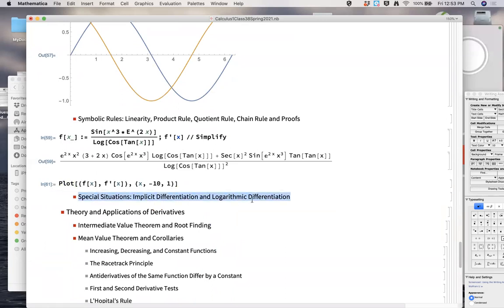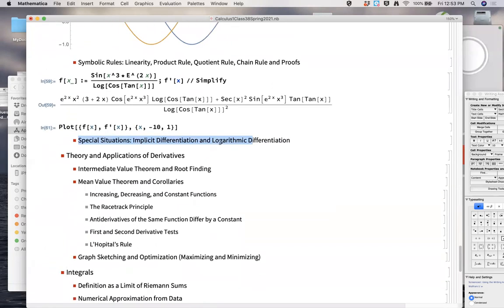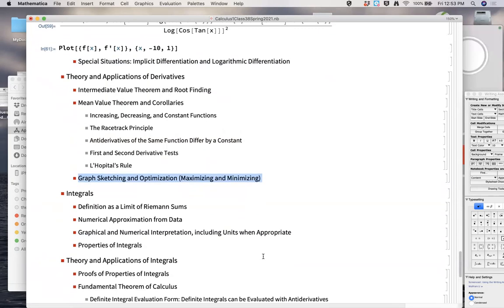We did some special situations with implicit differentiation, and well, actually, we didn't do logarithmic differentiation in our class, though I did it in the lectures from fall 2019. We did a little bit of theory, mean value theorem most prominently, related to the increasing and decreasing function theorem. And if you did the reading at the end of chapter 3, you also learned about the constant function theorem and the racetrack principle. I didn't have time to talk about those in here. That's some theory that can help you do applications like graph sketching and optimization. Maximizing and minimizing functions is kind of the main application that we do in Calculus 1, as well as related rates. Then we just touch on integrals.